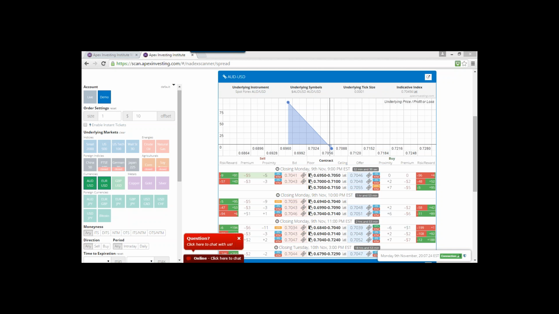Edward, which in-the-money spread to buy? Well, we talked about that. It just depends on your strategy or system, and how long you want towards expiration.